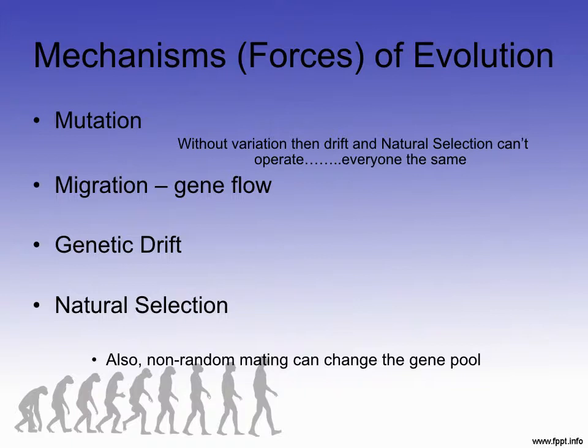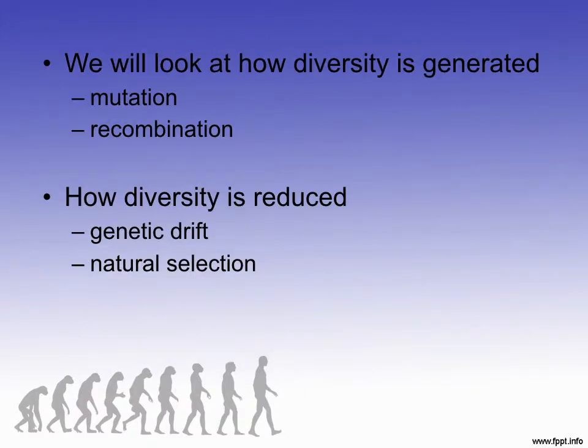Darwin had proposed that adaptation was the result of natural selection. But in the 1940s, there was a melding of population genetics and classic Darwinianism that acknowledged the importance of mutation, gene flow, and genetic drift in evolution. We'll look at each force or mechanism in detail.